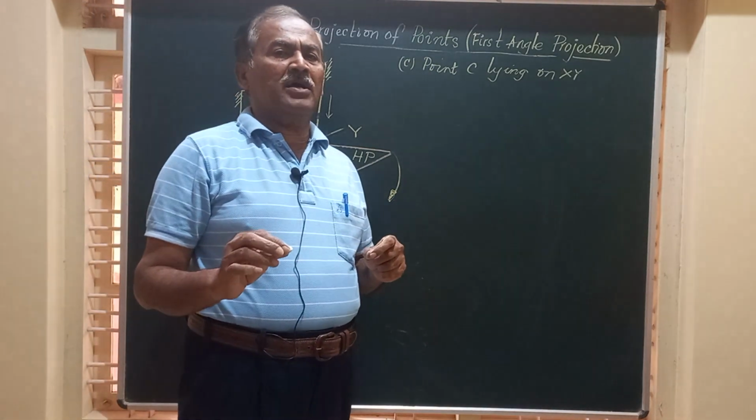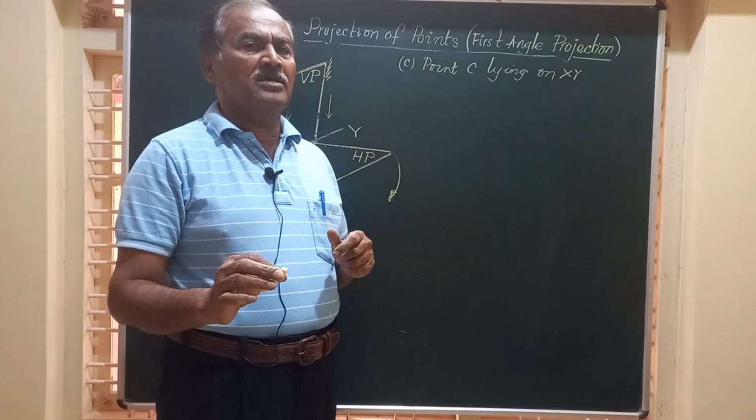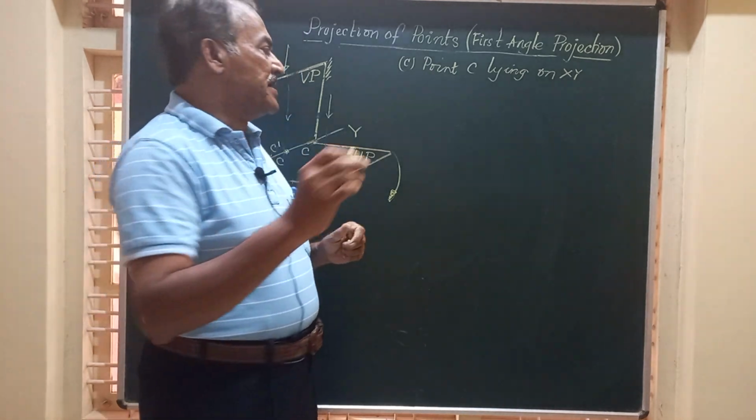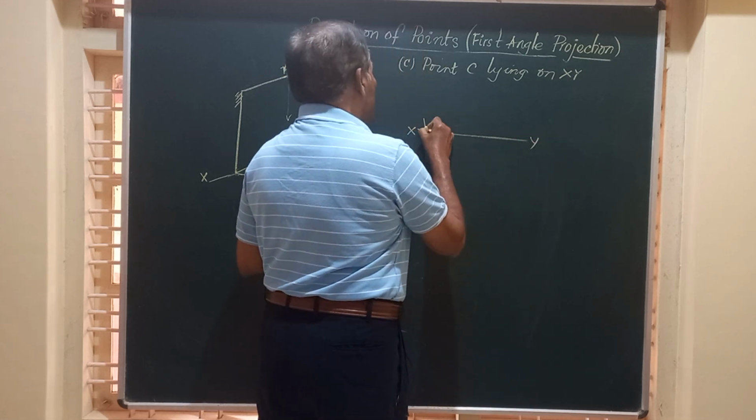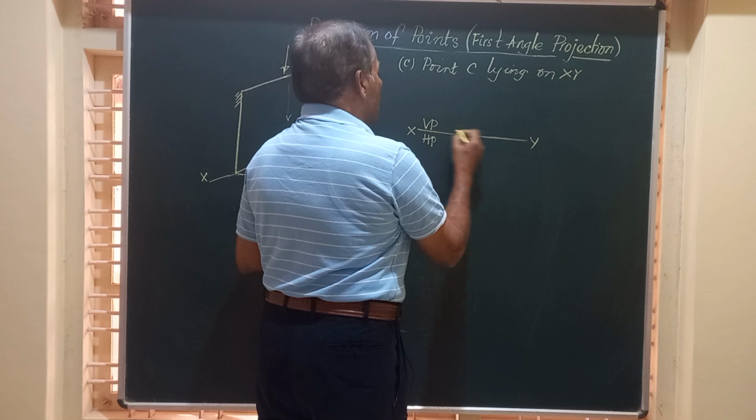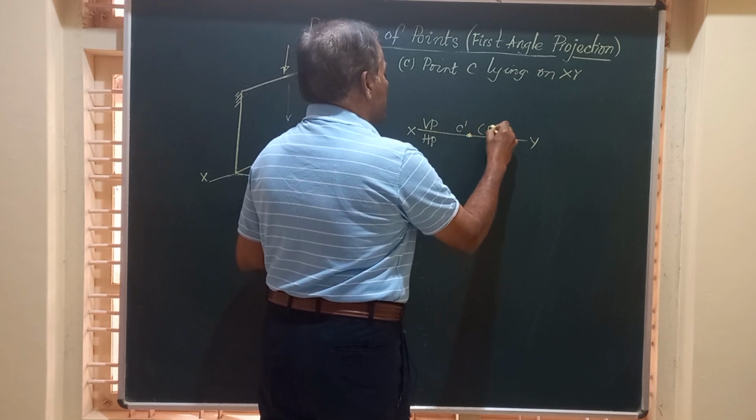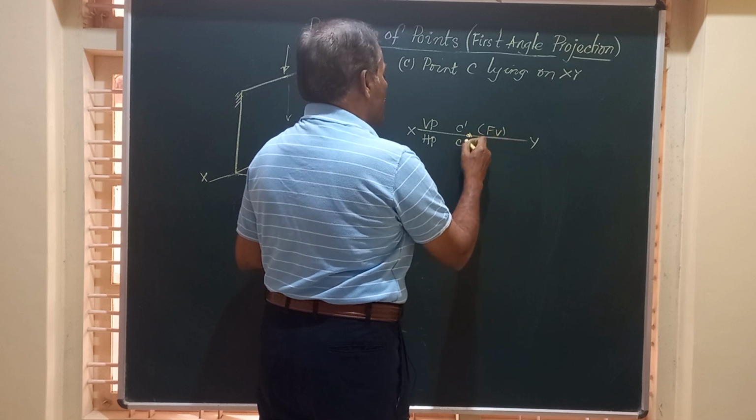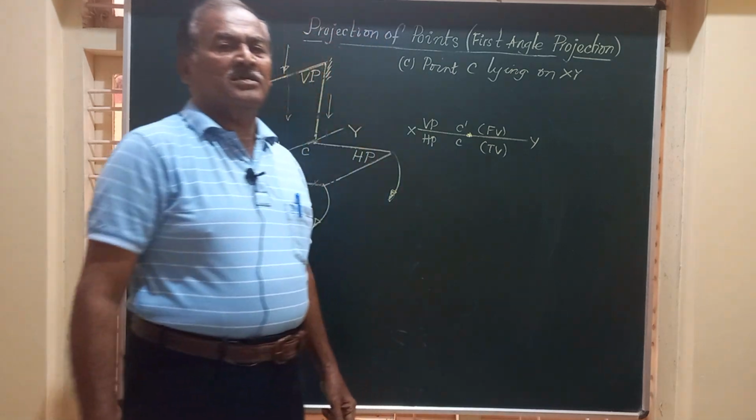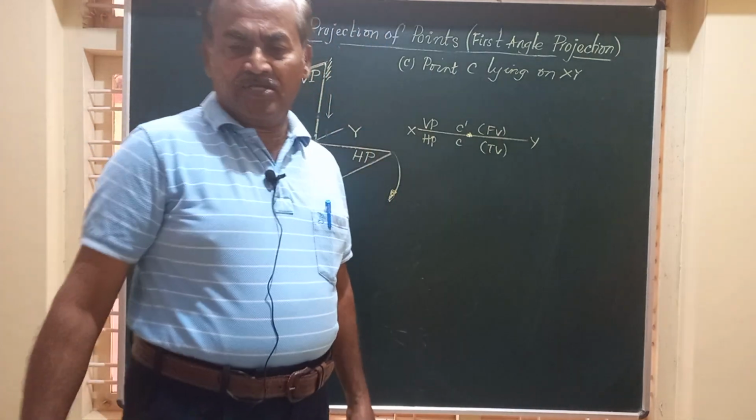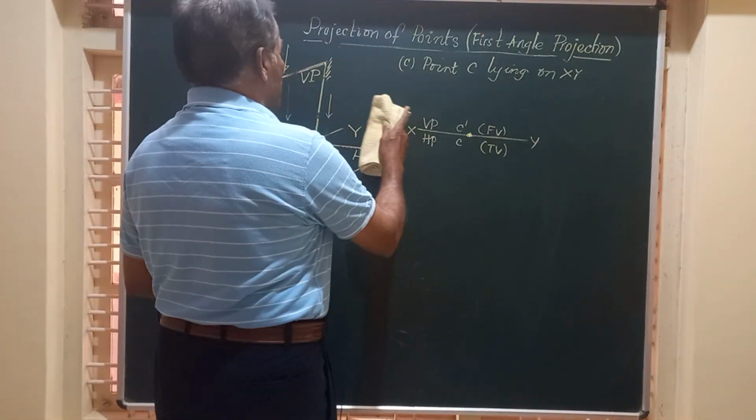So for any point lying on XY, the front and top views coincide and they will be at the same point on XY. So mark the XY line, mark VP and HP, mark this point. Above this you mark it as C dash, that is the front view, and C below that is the top view. So this is how we obtain the projection of a point which is on the line of intersection of VP and HP.